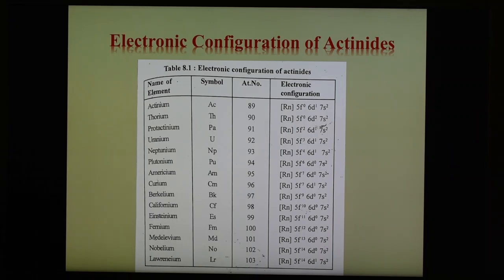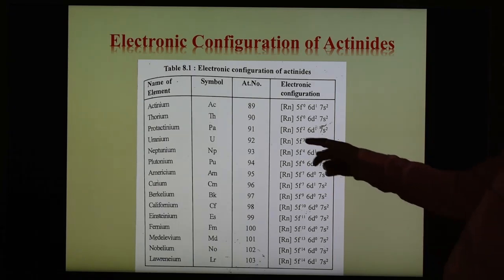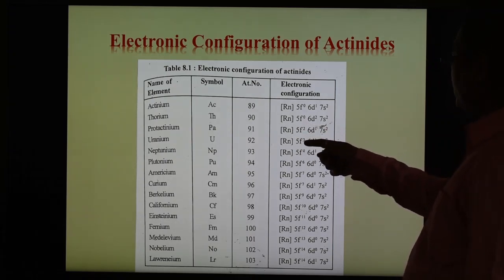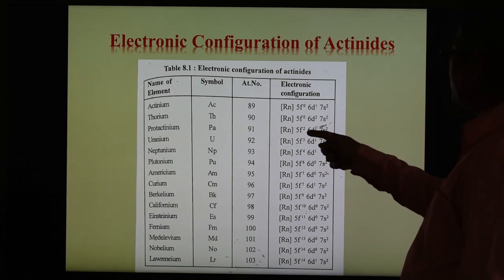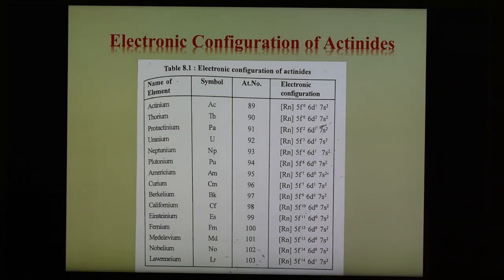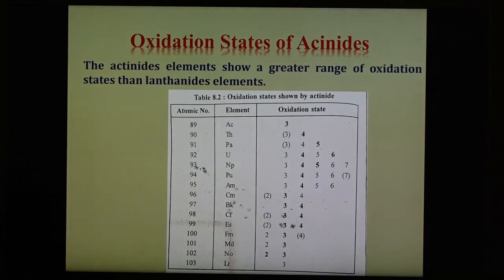The general electronic configuration of actinides is radon 86, 5f 0 to 14, 6d 0 to 2 and 7s2. After uranium, the incoming electrons go progressively into the 5f subshell: 2, 3, 4, 5, 6, 7, 8, 9, like that up to 14. So this is the electronic configuration of the actinide elements.